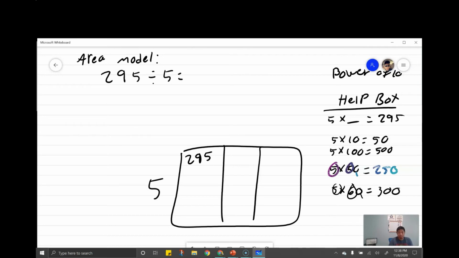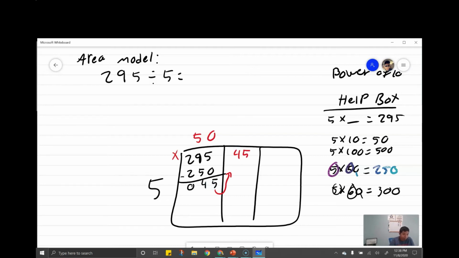You know what, I'm just going to stick with 50, just in case. So I'm going to put 50 up here, and now I'm going to multiply. 5 times 50 is what? 250, good. Now I subtract. 5 minus 0, 5. 9 minus 5, 4, good. 2 minus 2, 0, good. So now I'm going to bring this over to 45.